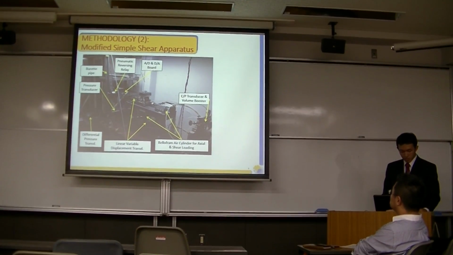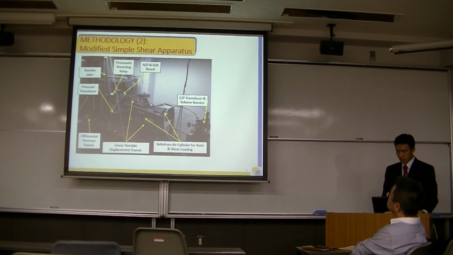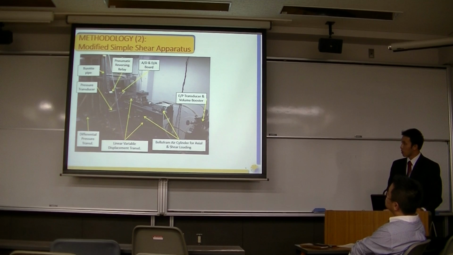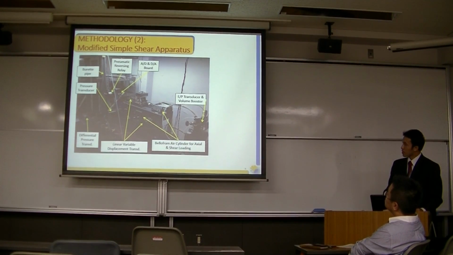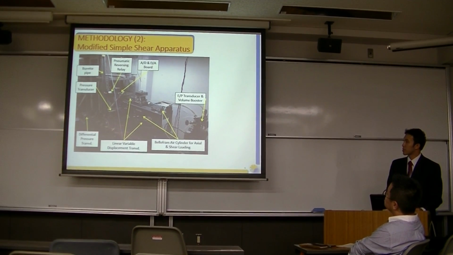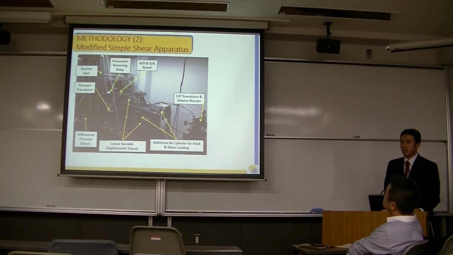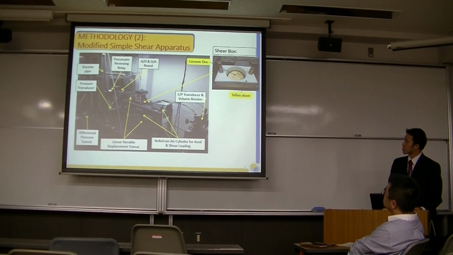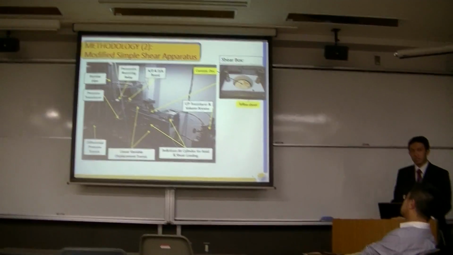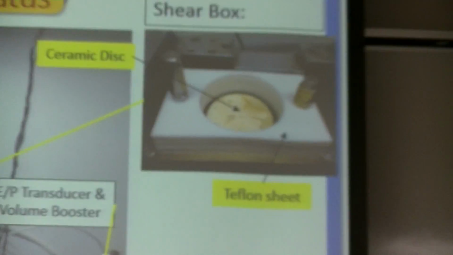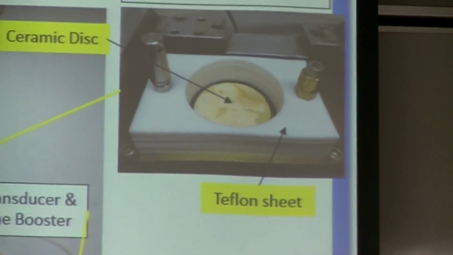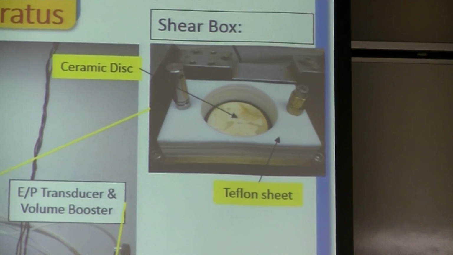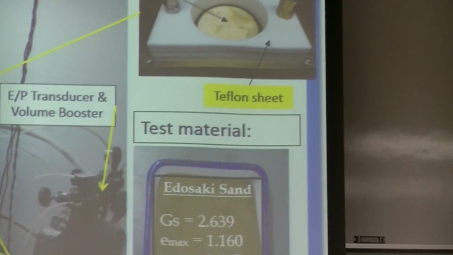My apparatus consists of loading system and sensor system. Two bellofram cylinders are used to give shear load and axial load. There are several sensors measuring displacement, change of water volume, and water pressure. The shear box consists of 10 Teflon sheet layers, which have low friction. There are also 2 ceramic discs in the bottom and top part to inject water. The material I use is Edosaki sand.